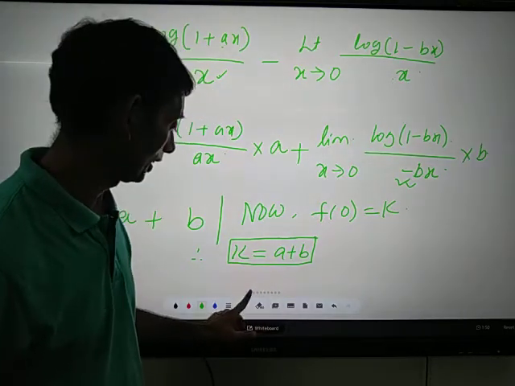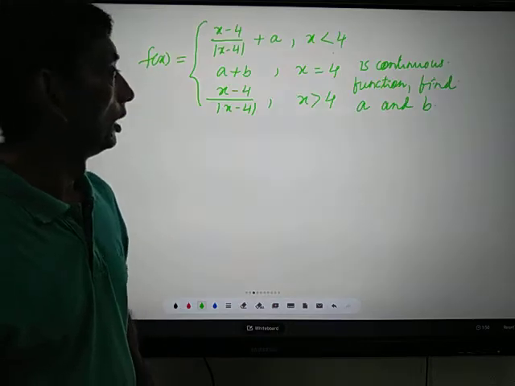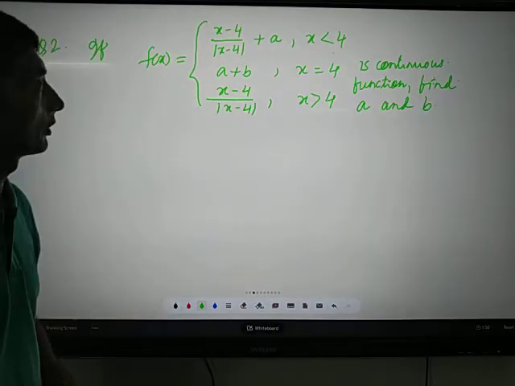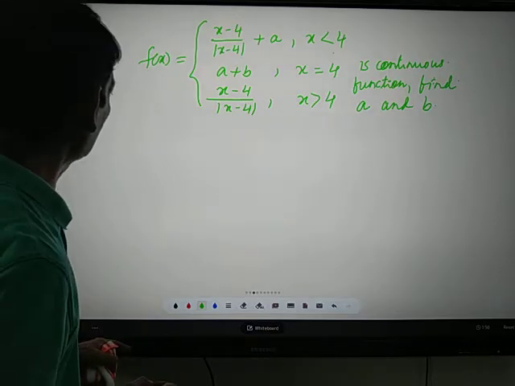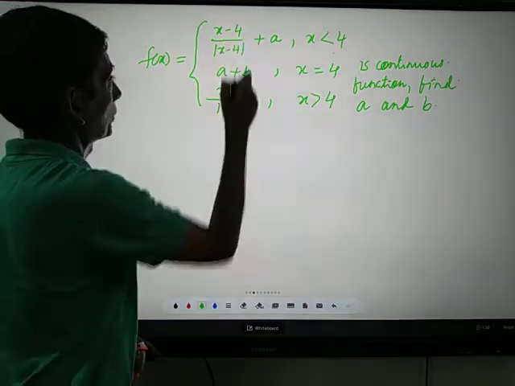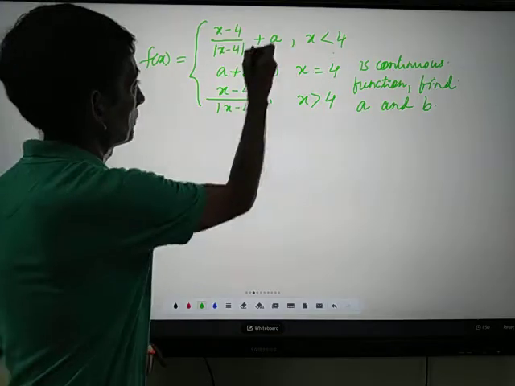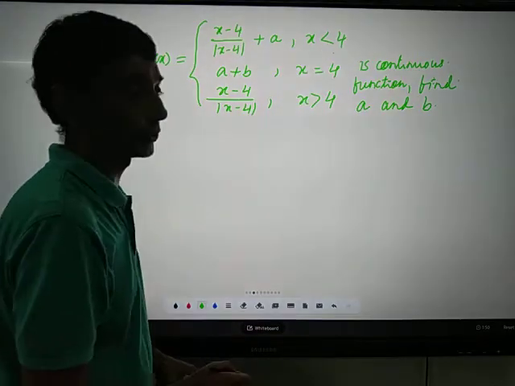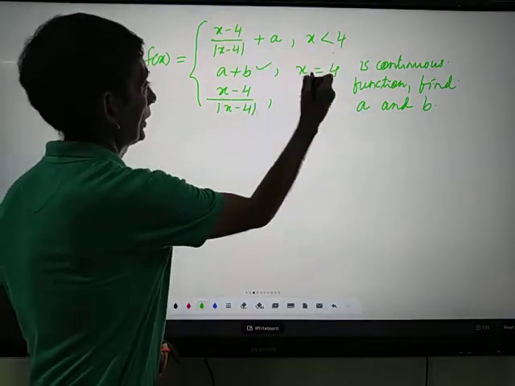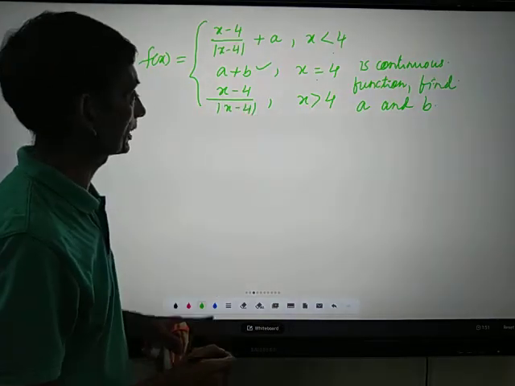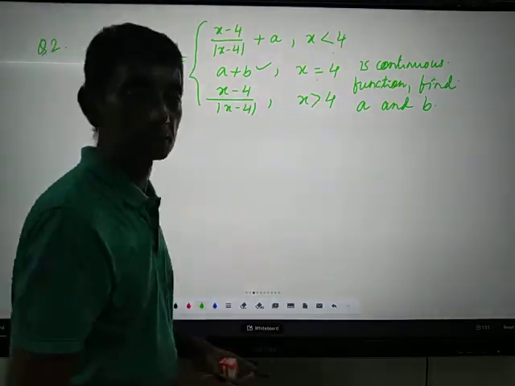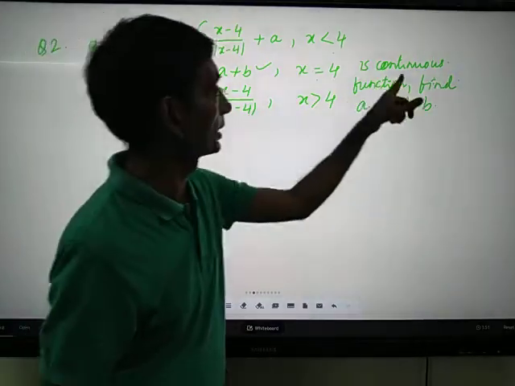So let us move to another question. This is also an important question. What is this? If f(x) is equal to (x minus 4) by mod(x minus 4) plus a for x less than 4, and a plus b when x is equal to 4, and (x minus 4) by mod(x minus 4) plus b where x is greater than 4, is a continuous function.